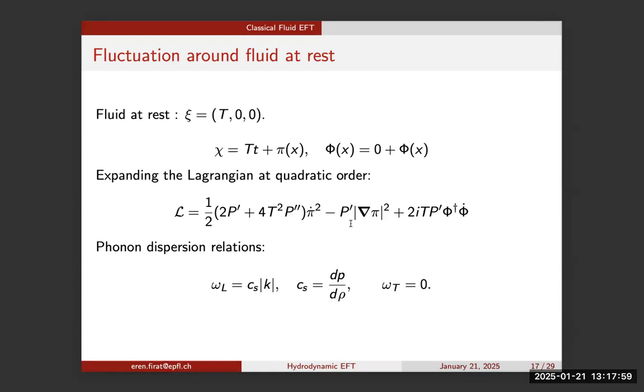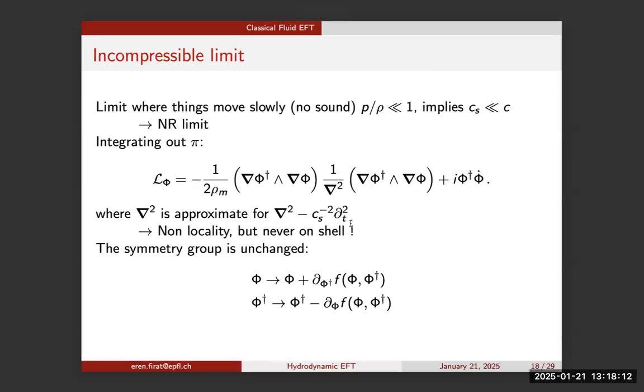So the longitudinal part is kind of easy to understand. What we will do is take the incompressible limit and focus on the transverse mode. If we take the incompressible limit, we also need to take the non-relativistic limit, because this is the limit in which incompressibility makes sense, which is just the idea that things move slowly, so we don't generate sound, and therefore we can integrate out the longitudinal mode and focus on the transverse mode.